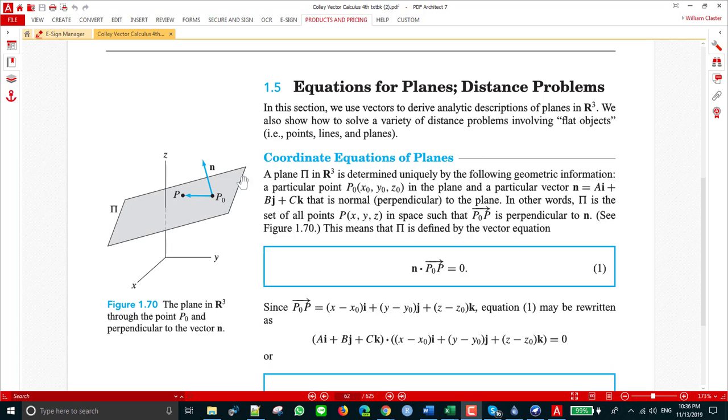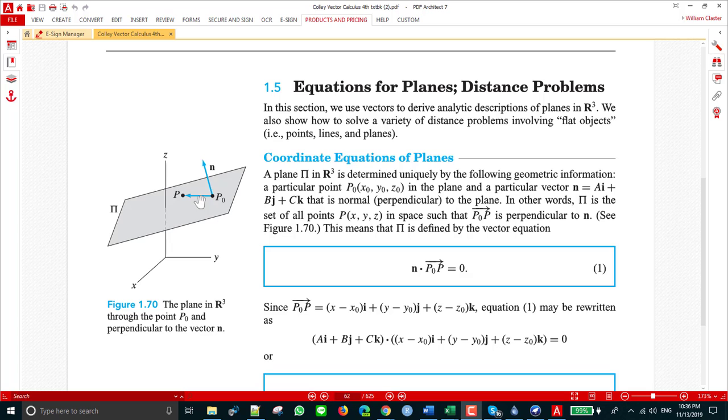A plane pi in R3 is determined uniquely by the following geometric information. You give it a point and a particular vector which is going to be normal to the plane. In other words, pi is the set of all points. So what is this plane?